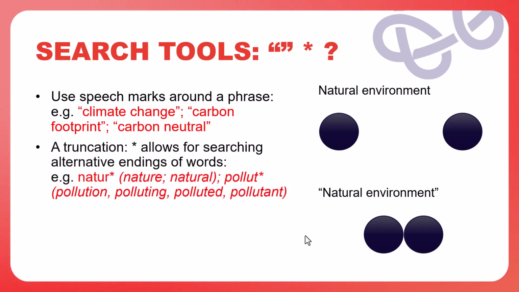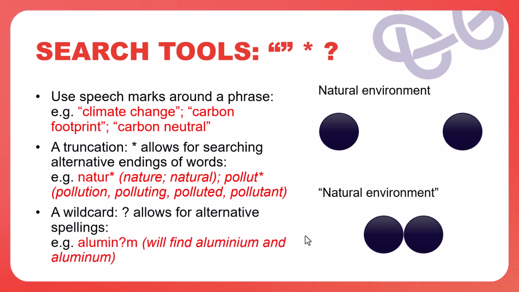The truncation lets you search for words with different endings of the same root word. So the word nature, for example, we can take the E off the end and replace it with this asterisk, and it will search for nature and natural. If we do the same with the word pollution, and so we search for pollute, P-O-L-L-U-T, and then the asterisk, it will search for pollution, polluting, polluted, pollutant.